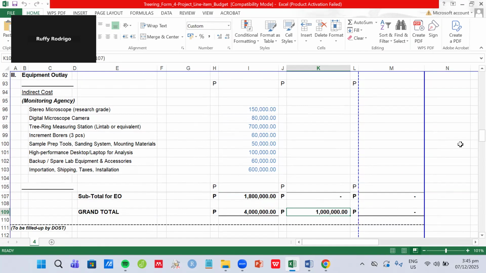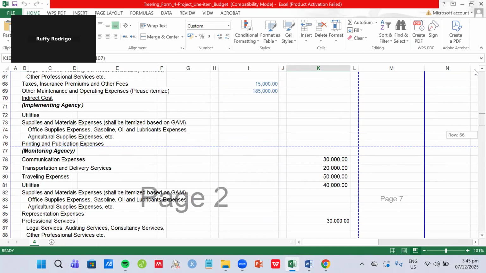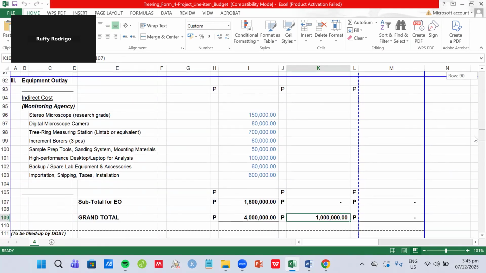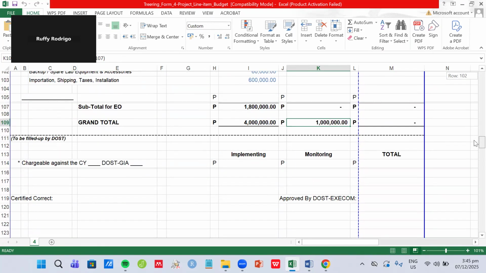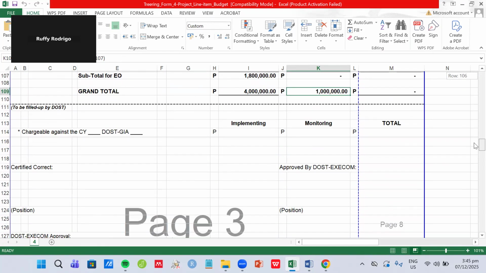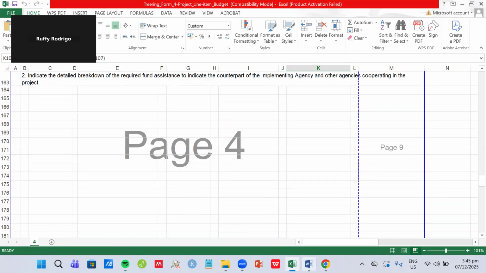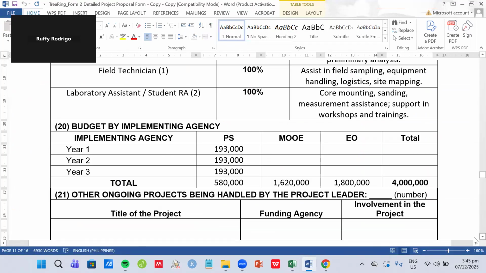In total, 1 million is the contribution of my implementing agency. But this 1 million could be from the room usage, the rental for this and that. It doesn't have to be in cash. It's in terms of the physical office or whatever that is. All right, so now let's proceed to the next one.